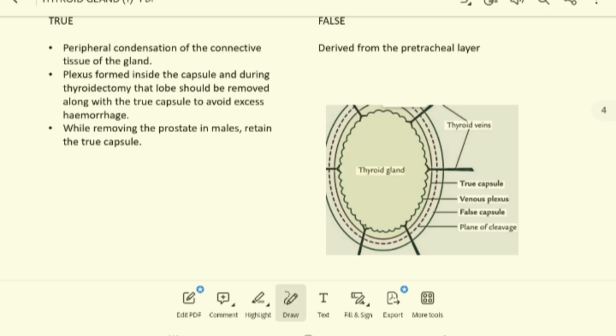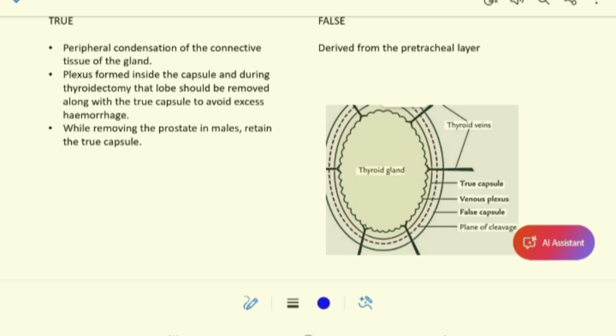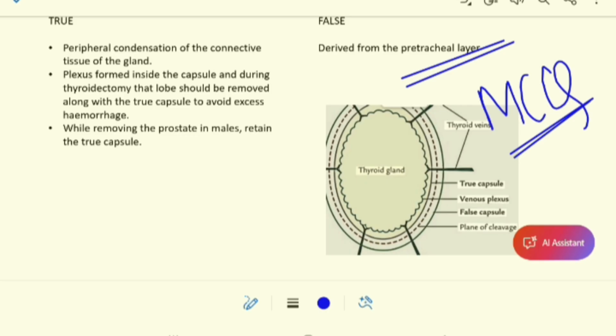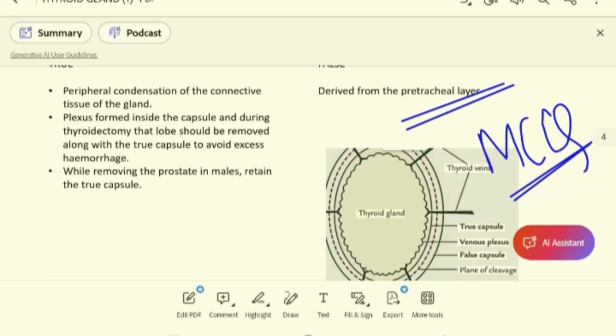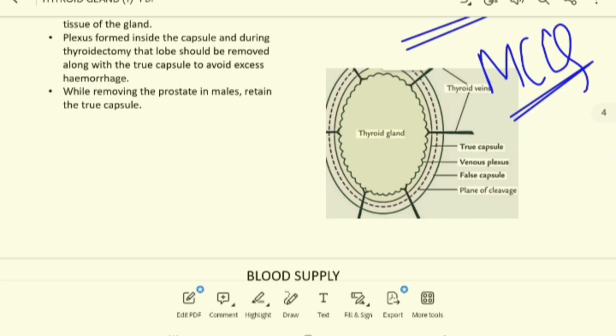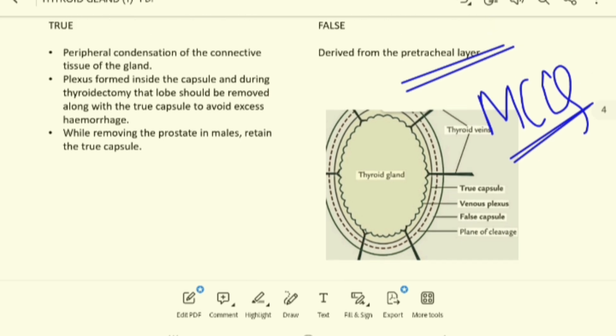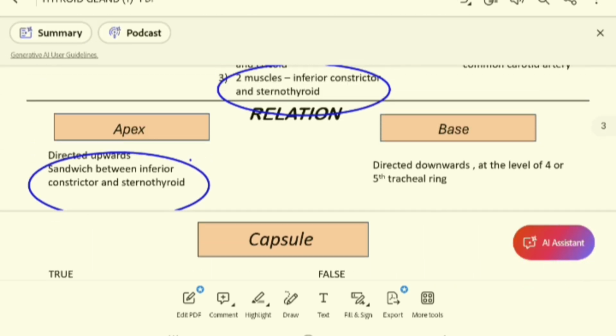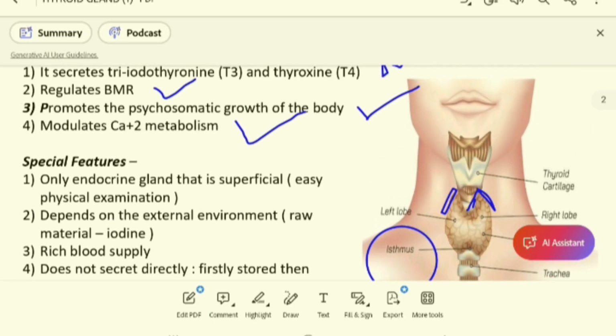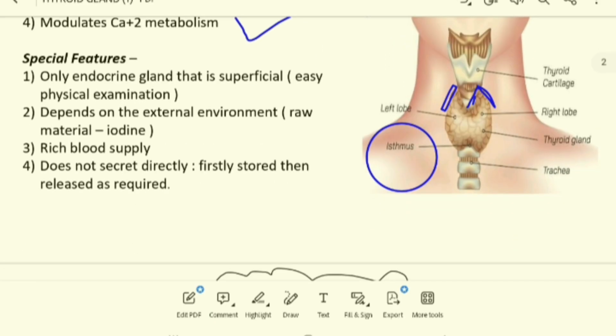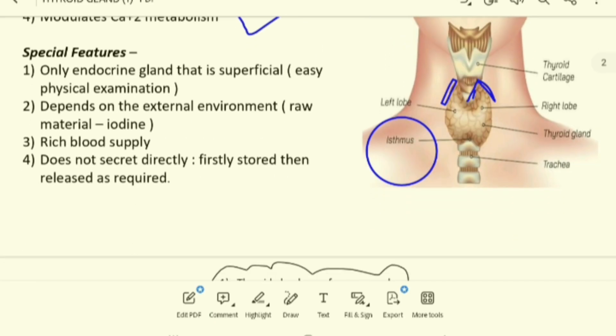Coming to the false capsule, it is derived from the pretracheal layer. It is an important MCQ. Please make a note of it. The diagram over here is important. This is the best and the easiest diagram you will ever find for the capsule of the thyroid gland. Make a note of all the diagrams that I've given you. You should be able to make a rough diagram of this also.